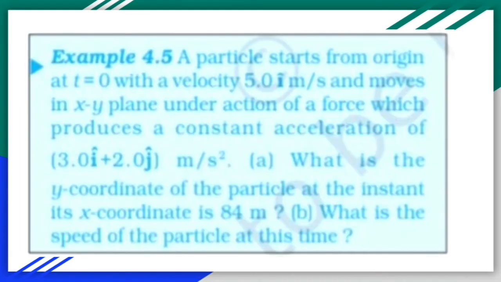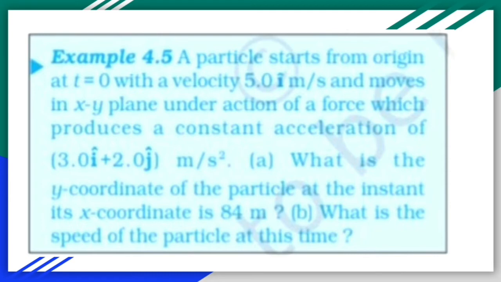Now coming to example 4.5. A particle starts from origin at t equal to 0 with a velocity 5i meter per second and moves in xy plane under the action of a force which produces a constant acceleration of 3i plus 2j meter per second square. What is the y coordinate of the particle at the instant its x coordinate is 84 meter? What is the speed of the particle at this time?